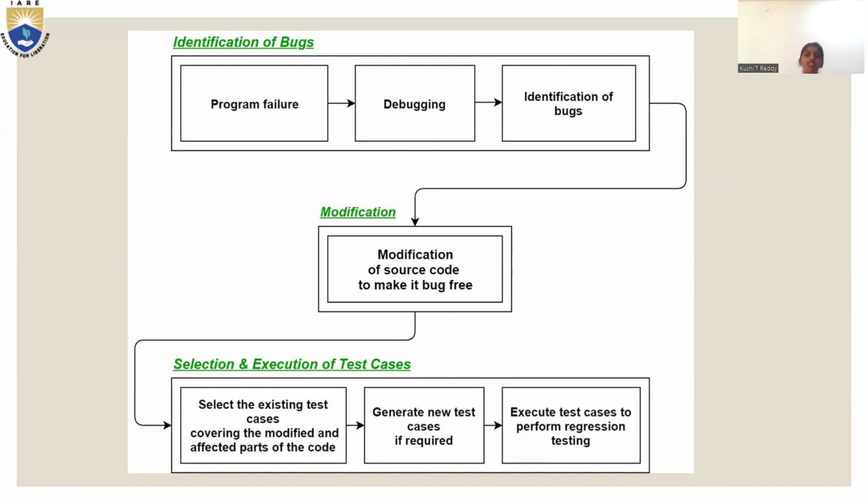So the first process is identification of bugs. First, program failure. Since your program fails, you will debug it. Then you'll identify the bugs. Then modification of the source code to make it bug free. Next, selecting the existing test cases covering the modified and affected parts of the code, generating new test cases if required, and executing the test cases to perform regression testing. So this is the complete process of regression testing. Mainly three steps: one is identification of bugs, then modification, then selection and execution of test cases.